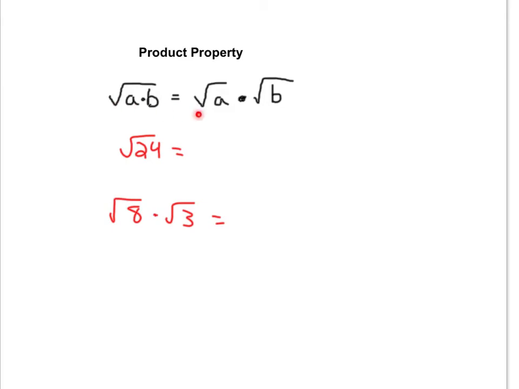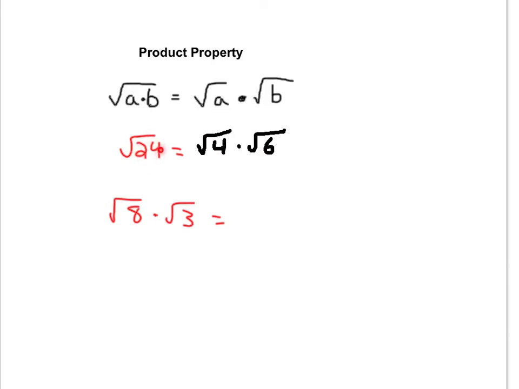The product property is right here. It says that the square root of something times another thing, if I have two things multiplied underneath a square root, then I can break them apart and say that that's the same as the square root of the first thing times the square root of the second thing. Now, for example, the square root of 24. Well, the square root of 24 would be, let's say, the square root of 4 times the square root of 6, because 4 times 6 gives me 24.